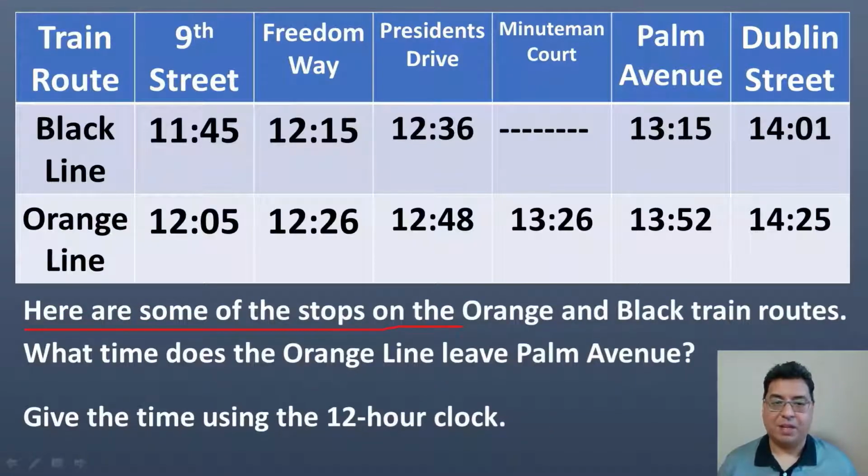Here are some stops on the orange and black train routes. What time does the orange line leave Palm Avenue? So again, you've got to find Palm Avenue, find the orange line, and then find out what time it leaves. So the answer here is going to be 13:52. Now, give the time using the 12-hour clock, because as you can see, and as I mentioned, it's using the 24-hour time. So for the 12-hour clock, 13:52 will be 1:52 p.m. So that's the 12-hour clock there.